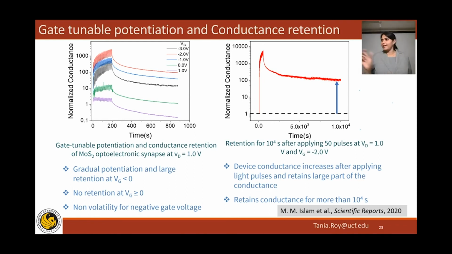But instead, if we use tungsten selenide, we don't see this behavior. We see the behavior of a photodetector, so the current goes down to the dark current as soon as light is switched off.